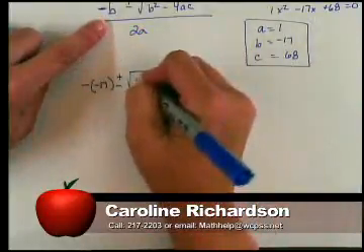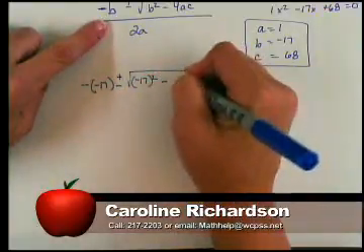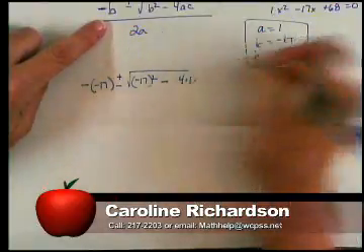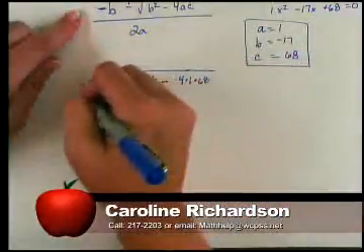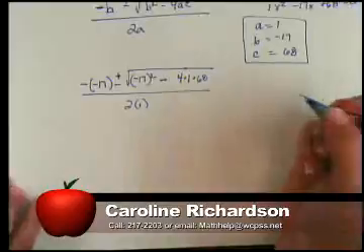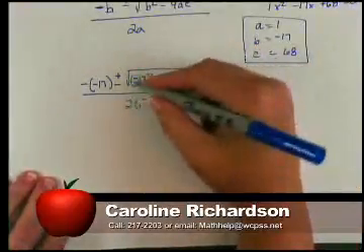B squared, so negative 17 squared, minus 4 times a, which is 1, times c, which is 68, all over 2 times 1. Okay? So now you've substituted in your values. Definitely use your calculator if you want to. I would do little parts at a time.